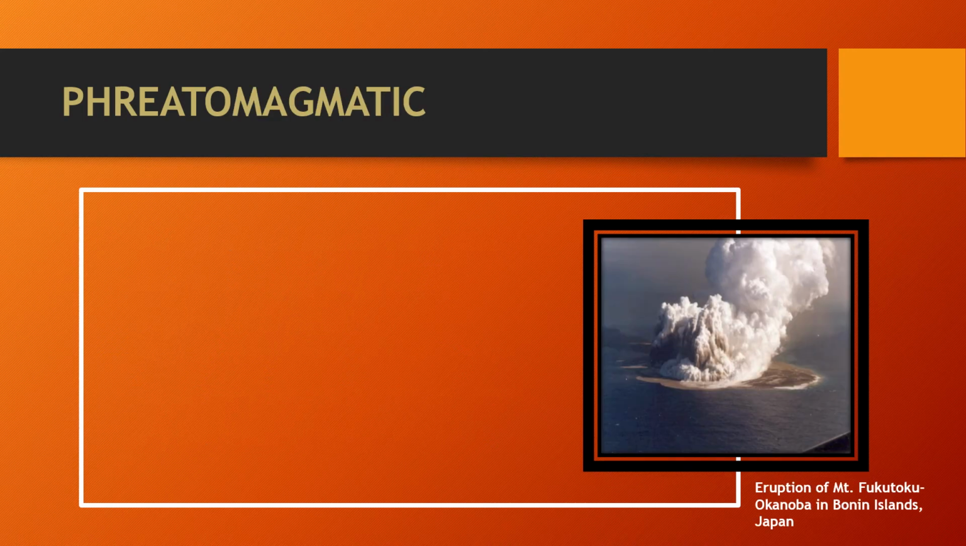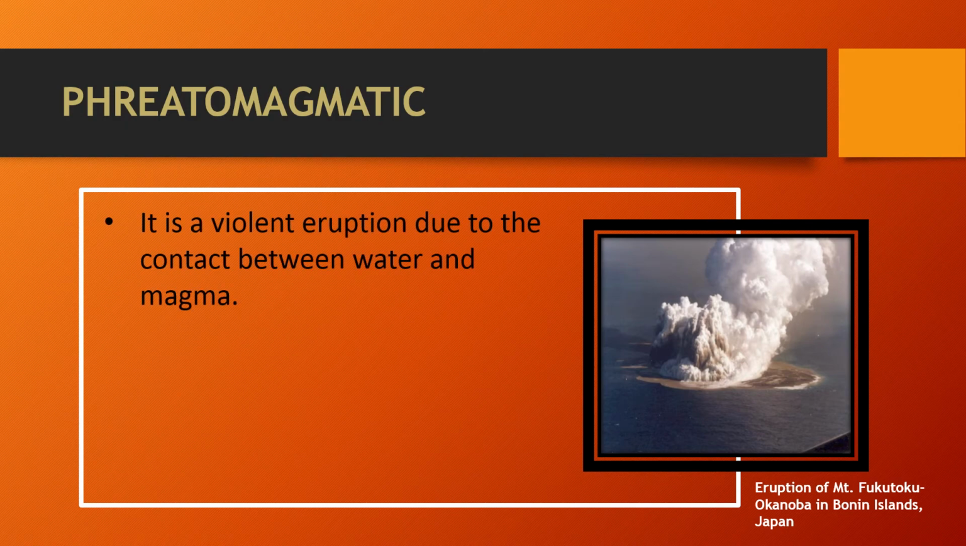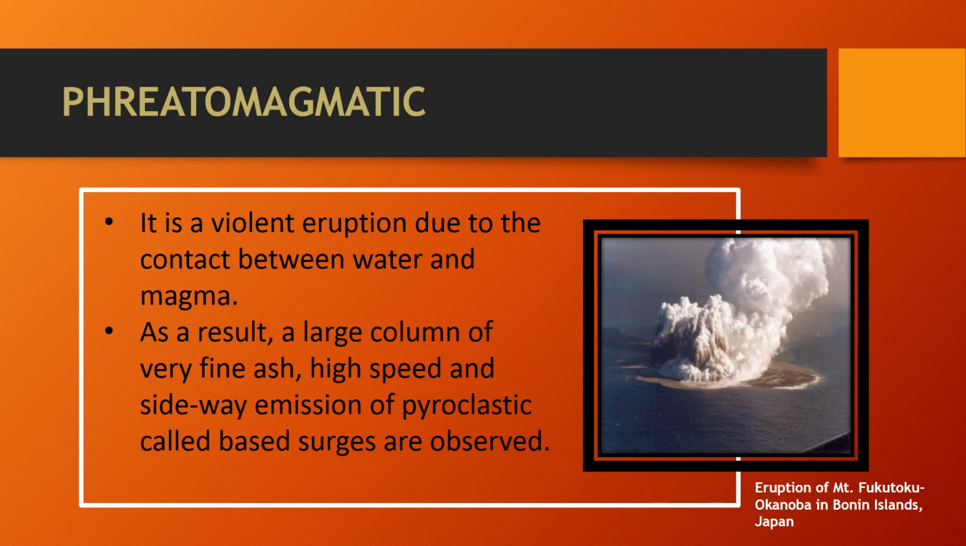Another type of volcanic eruption is phreatomagmatic. An example of that would be the eruption of Fukutoku-Okanoba in the Bonin Islands in Japan. This is characterized by a violent eruption due to the contact between water and magma. As a result, a large column of very fine ash and high-speed, sideways emission of pyroclastics called base surges are observed.